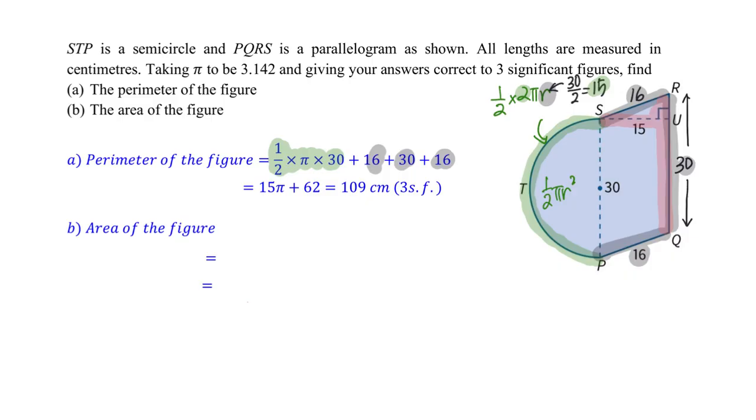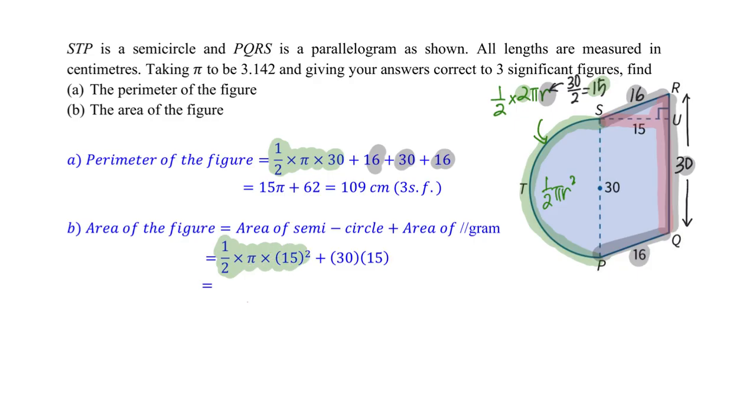So from here you can then see that this is what I will have. Half times 15 square times pi, half pi r square. That's my area of the semicircle, the area here. My area of the parallelogram, which is this whole thing, will simply be 15 times 30, base times height. And this will give me a value of 803 cm square.